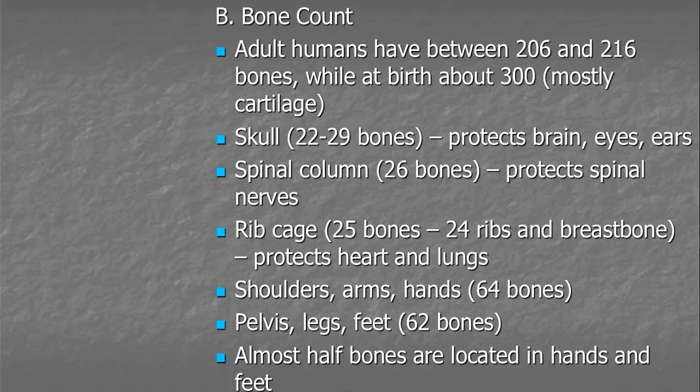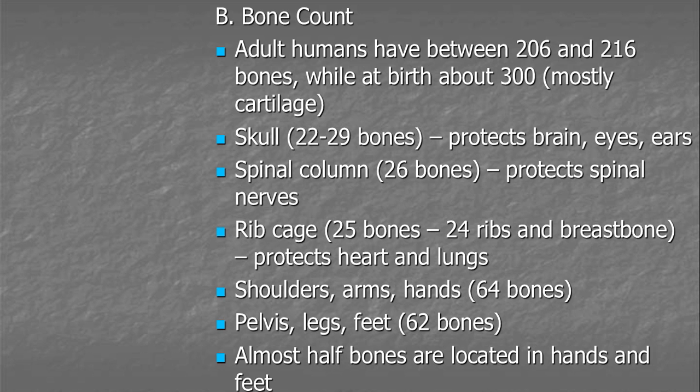Your skull has 22 to 29 bones protecting your brain, eyes, and ears. Your spinal column has 26 bones protecting your spinal cord itself. The rib cage has 25, which includes 24 ribs and a breastbone. And you know that your breastbone, or your sternum, can actually be divided into 3 parts: the manubrium, the body, and the xiphoid process. They're there to protect your heart and lungs.